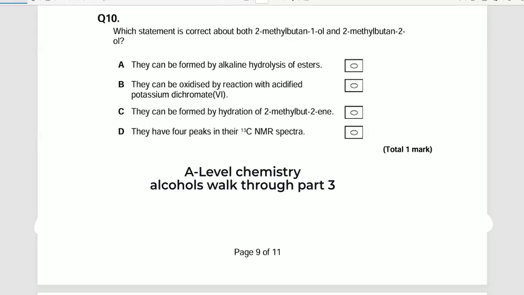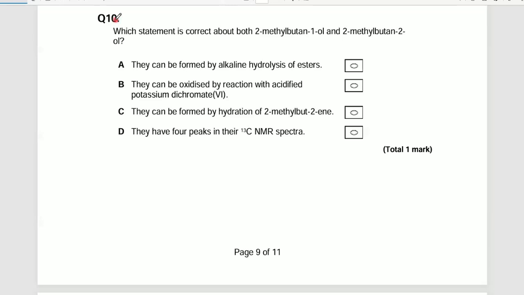This is part 3 of alcohols, organic chemistry A level. Let's get into it. Which statement is correct about both 2-methyl-butan-1-ol and 2-methyl-butan-2-ol? So which is the correct statement? That means that 3 of these are wrong and 1 is correct. So pause the video, have a go, then unpause and watch the answers.